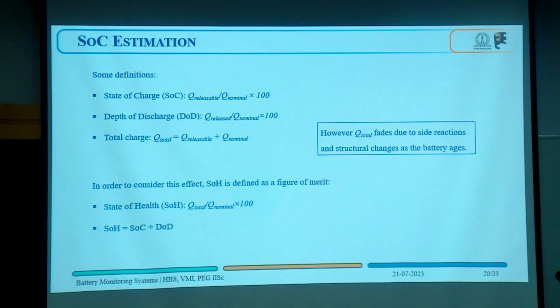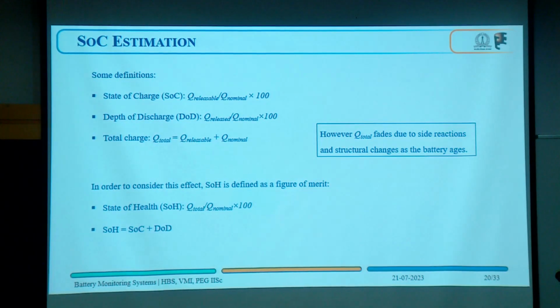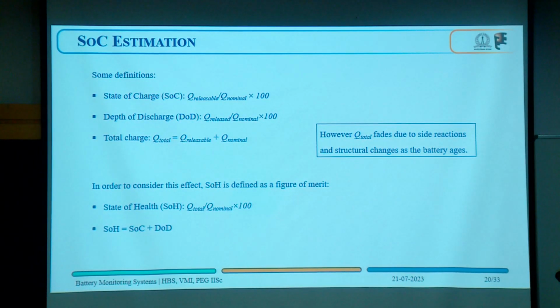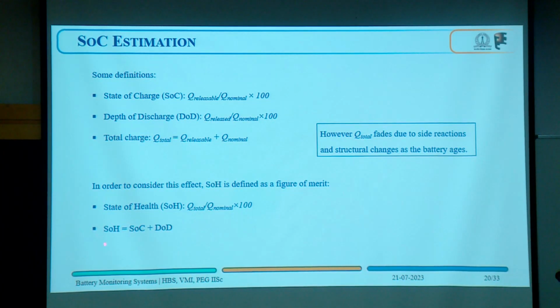Because while in production the Q nominal is set, like it is a 50 ampere hour battery, but over time, let us say after 1 year, the total charge has become 40 ampere hour. So the state of health has degraded by 20% in 1 year. So like that. And SOH can be determined by the state of charge and the sum of the state of charge and depth of discharge.